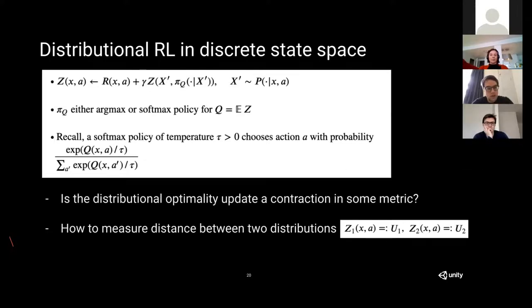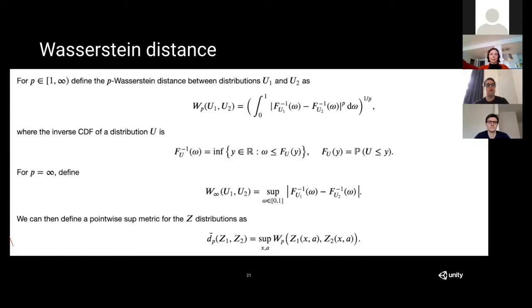So then I guess the question is, could we follow a similar kind of reasoning as we did before? Is this distributional optimality update a contraction in some metric? And I guess when we say metric, we need to somehow think about how we should measure distance between two distributions. So these are no longer real numbers or floats, but they are distributions. So we have to think a bit more carefully about how to measure the distance. So there is a suitable tool for that. So the Wasserstein distance will help us with that. So let's not look too deeply into this. Simply, when we define the p-Wasserstein distance for two distributions, we look at their inverse cumulative distribution functions and then take their L^p distance, like here.